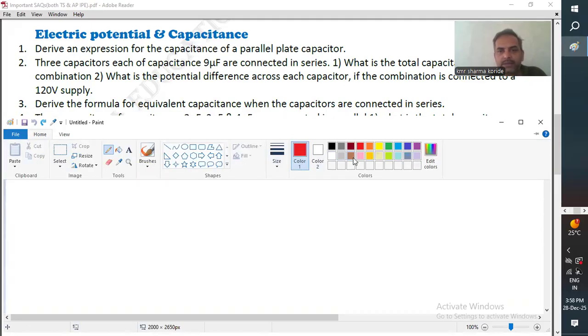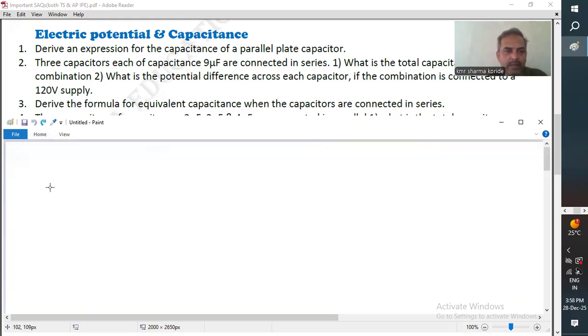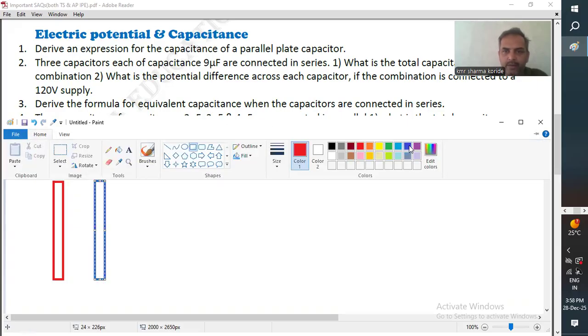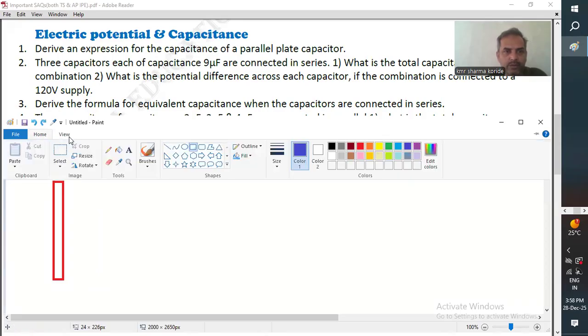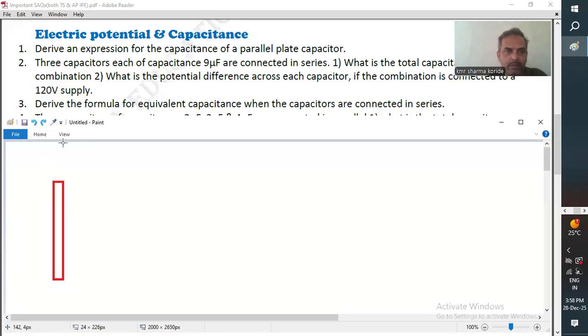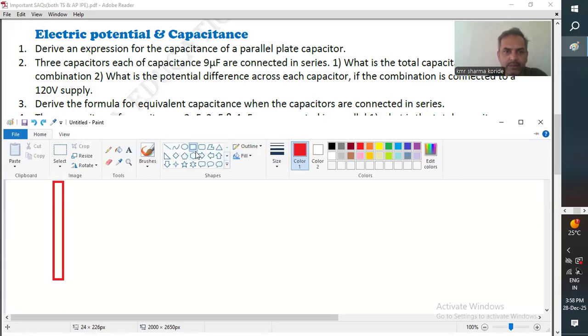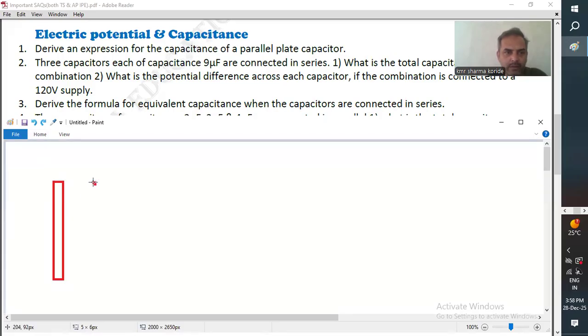A capacitor is meant for storing charges. Let us say this is the first plate of the capacitor, and this is the second plate of the capacitor. These are the two conductors, and the combination is called a capacitor. There is a small gap left between them.